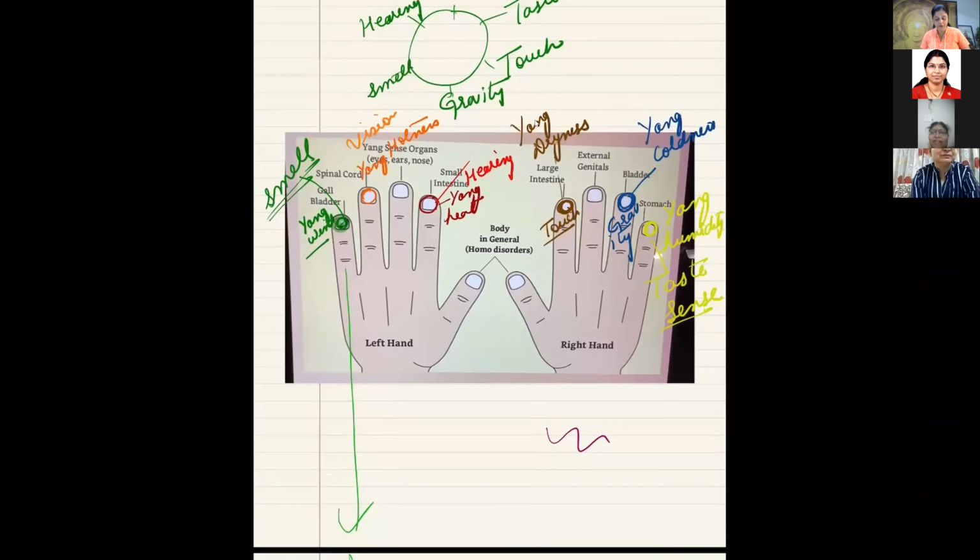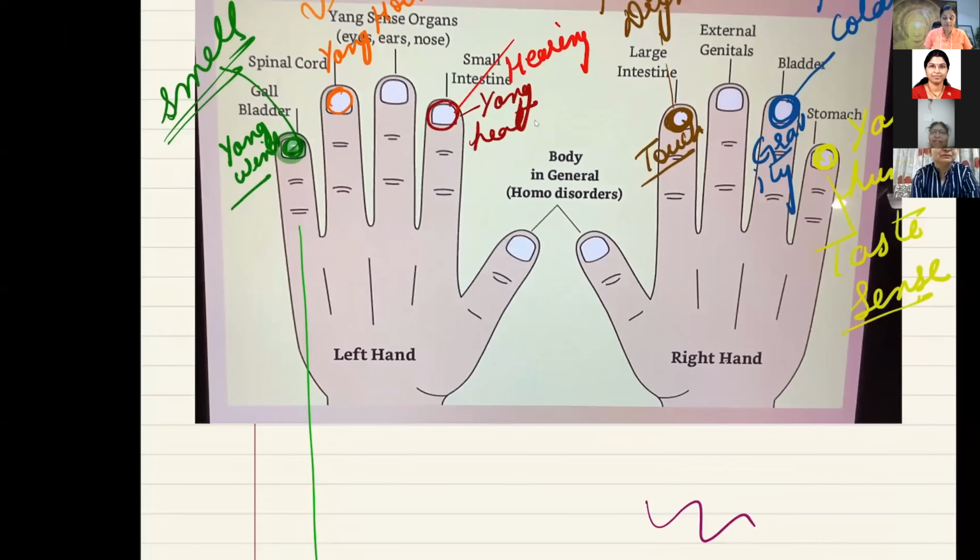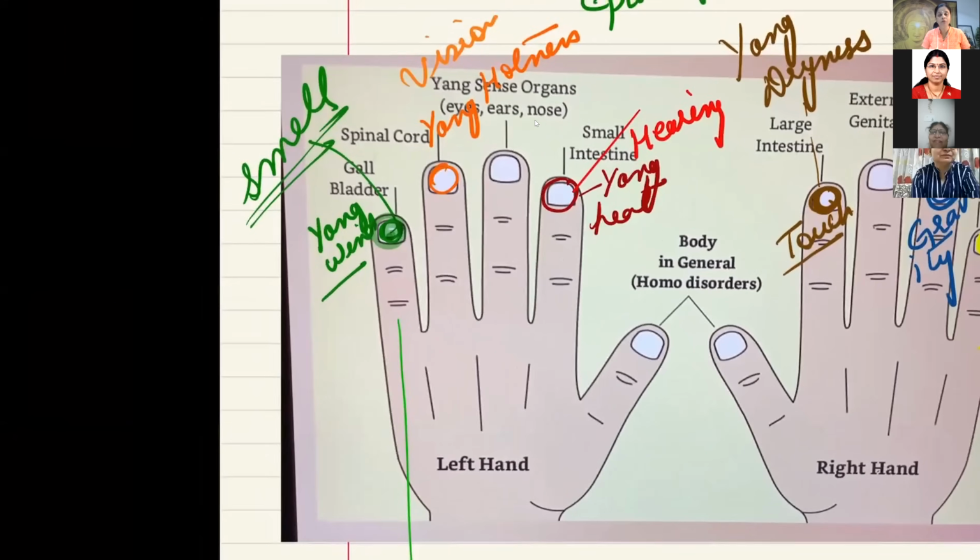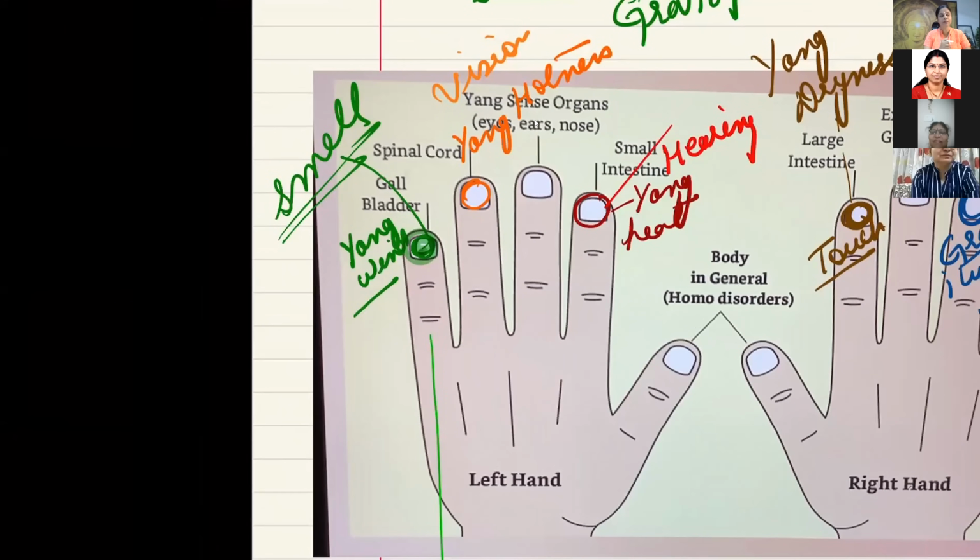So let's come back to our topic. When we started, we were speaking about sense organs. Sense organs, as I told you, if a person has multiple sense organ problems, then you will focus on this.